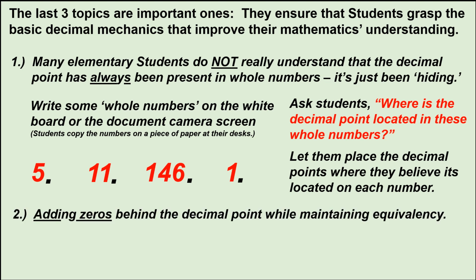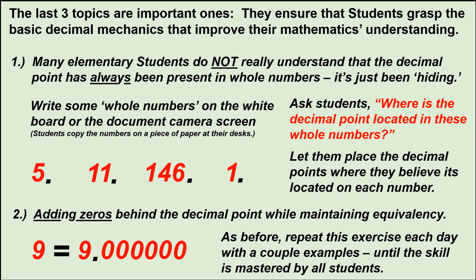Topic 2. Adding zeros behind the decimal point while maintaining equivalency. Let's work an example. 9 is equal to 9. Let's place a decimal point behind the second 9. Then we can add zeros. Many students do not grasp that zeros can be added after the decimal point and not change or affect the equality. As before, repeat this exercise each day with a couple of examples until the skill is mastered by all students.